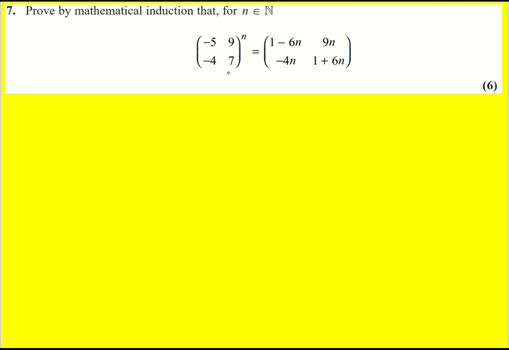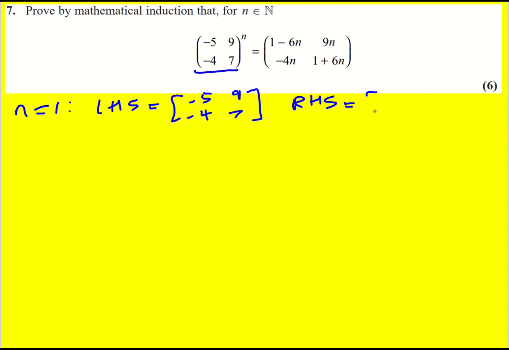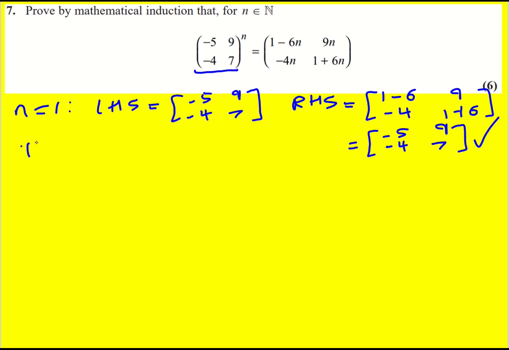Prove by induction for all natural numbers that if we raise this matrix to the power of n, then we'll get the matrix on the right. Okay, let's start with n equals 1. So the left-hand side is just going to be minus 5, 9, minus 4, 7. And the right-hand side is going to be 1 minus 6, 9, minus 4, 1 plus 6, which is then minus 5, 9, minus 4, 7. Okay, so true. True for n equals 1.